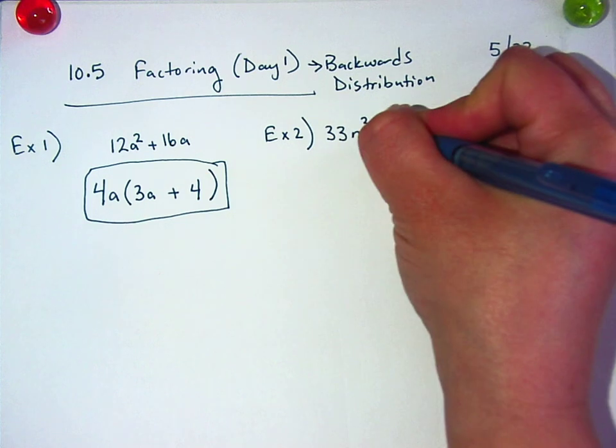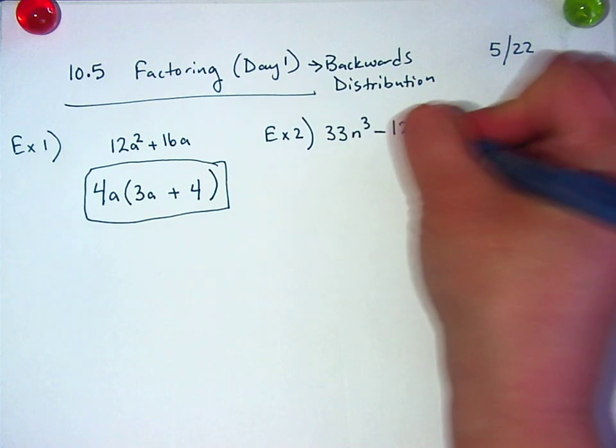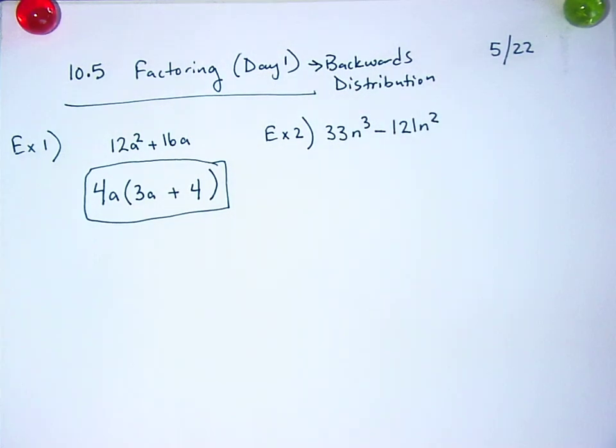33n to the third minus 121n squared. If you need a calculator, go get one. I'm trying to find out what's in common between 33 and 121.